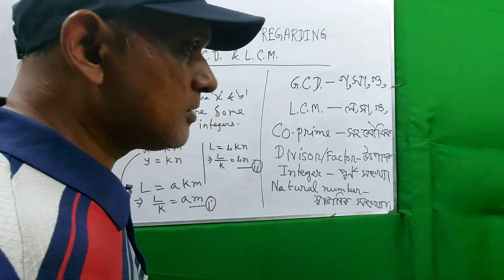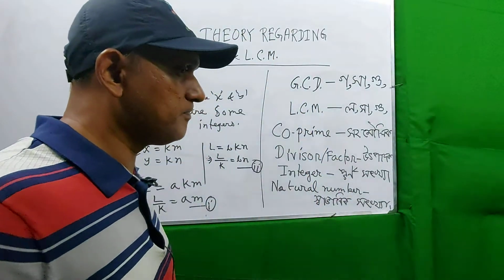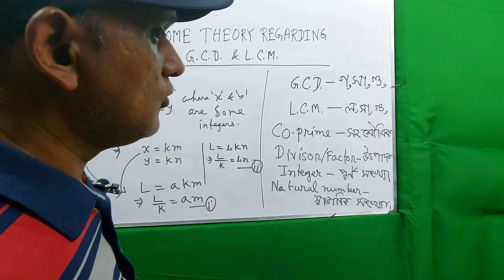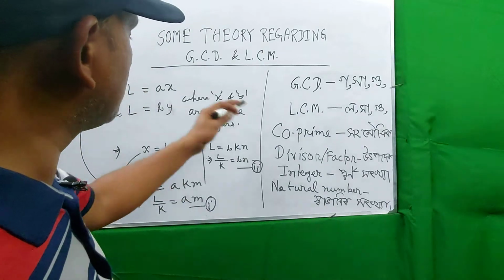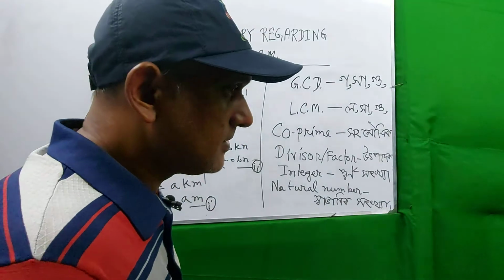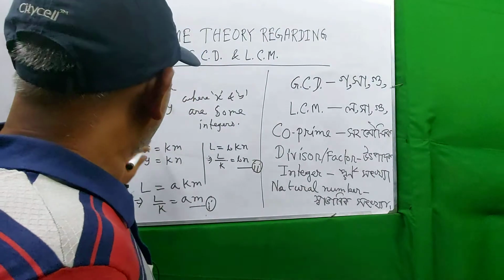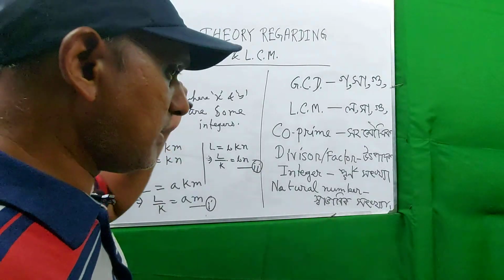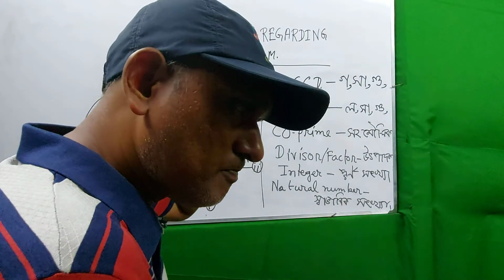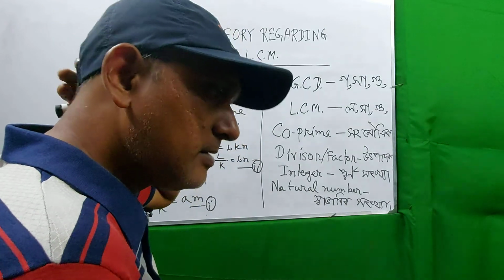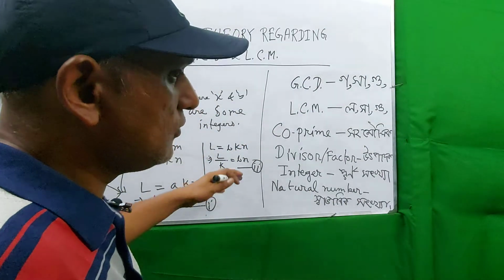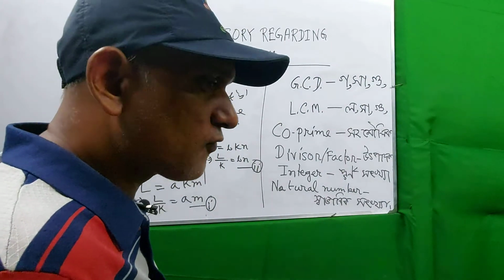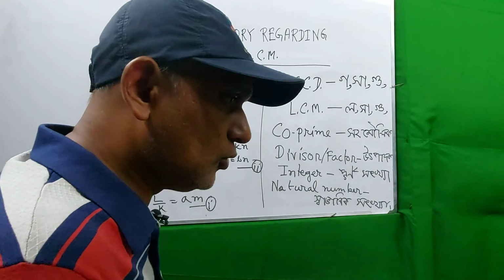Why does the contradiction arise? The contradiction arises for the reason that we had considered the main proposition as false. That is, we considered L by A and L by B, that is X and Y, as non-coprime. So step by step we have reached a contradiction. So our main proposition is not false. That means the proposition is true.